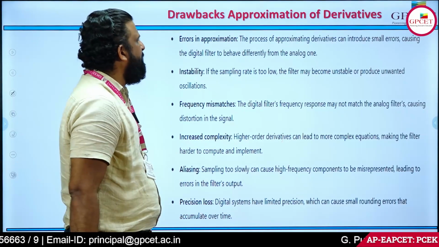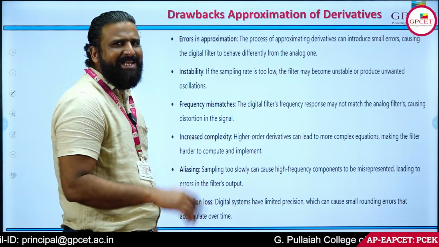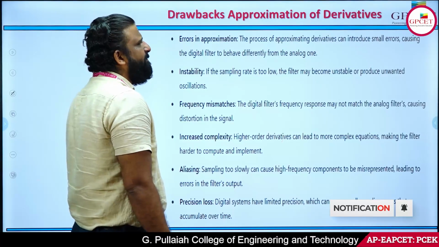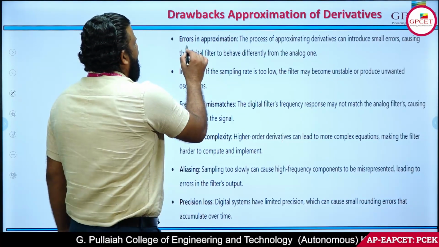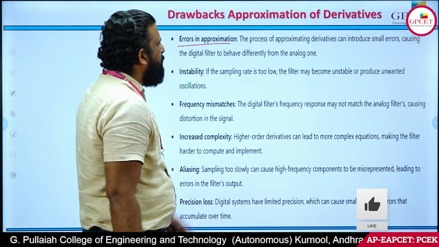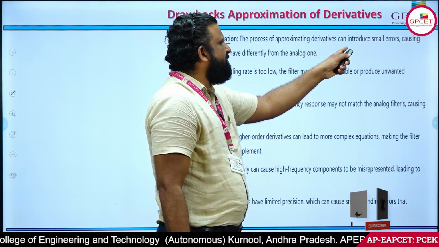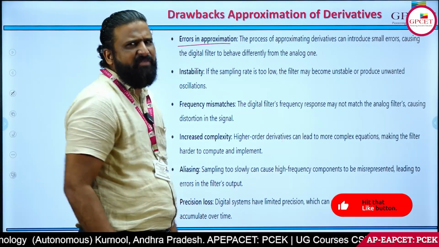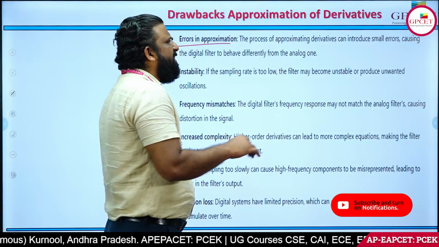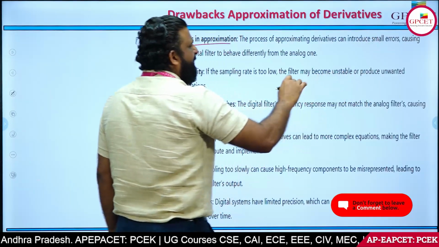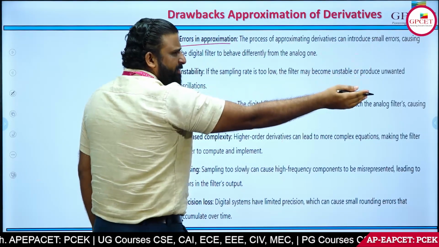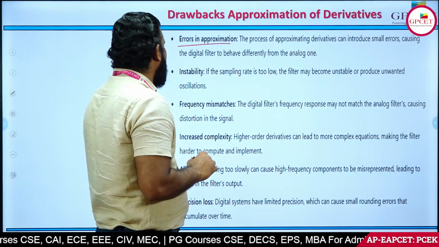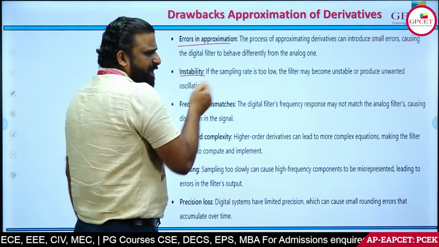Before going to the second, that is the impulse invariant method or bilinear transformation, we can see some drawbacks present in the approximation of derivatives. What are the drawbacks? Errors in approximation: while approximating the derivatives, some small errors cause the digital filter to behave differently from the analog filter. While we are doing the derivation of that equation, some small errors will occur, where the behavior of the output, which is digital, will be different from that of the input, which is analog. So that is the first error. And instability. Just now we have seen the problem.